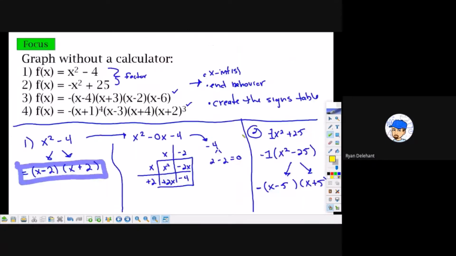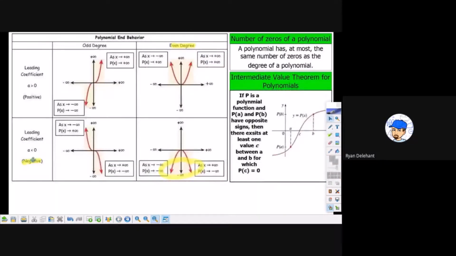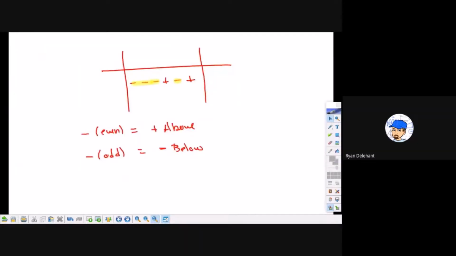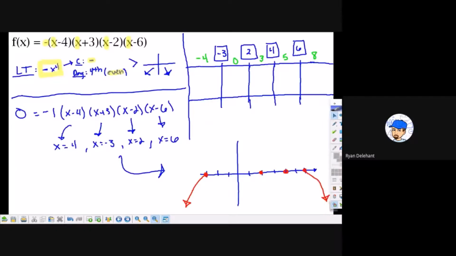Come back all the way to the front to our chart. Negative and even means that the end should point down again. Found all my zeros and put them on the x-axis, which it was already factored, so it was pretty easy. And that means this end should point down and this end should point down. What happens in here is what we need to figure out with this chart.